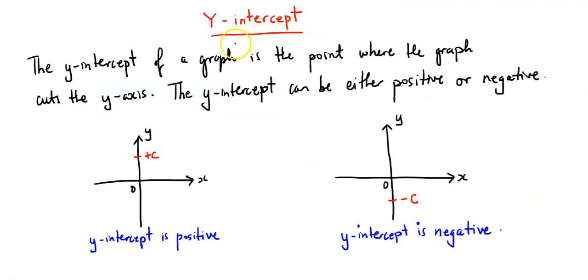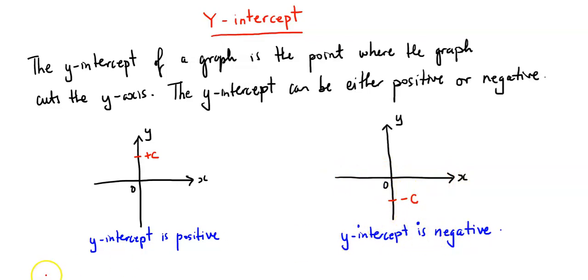Y-intercept. The y-intercept of a graph is the point where the graph cuts the y-axis. So you have the y-axis here, and the point where the graph cuts the y-axis is called the y-intercept. The y-intercept can be either positive or negative. So here, if the y-intercept is above the x-axis, as in this case, then it is positive.